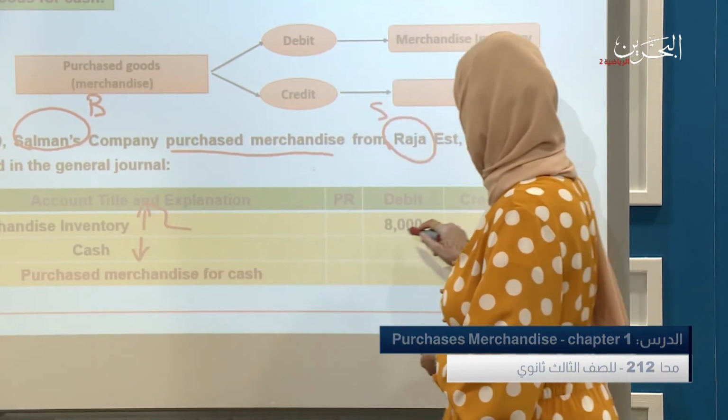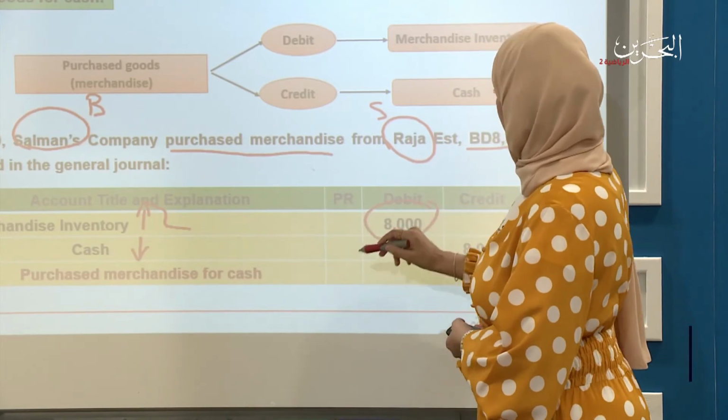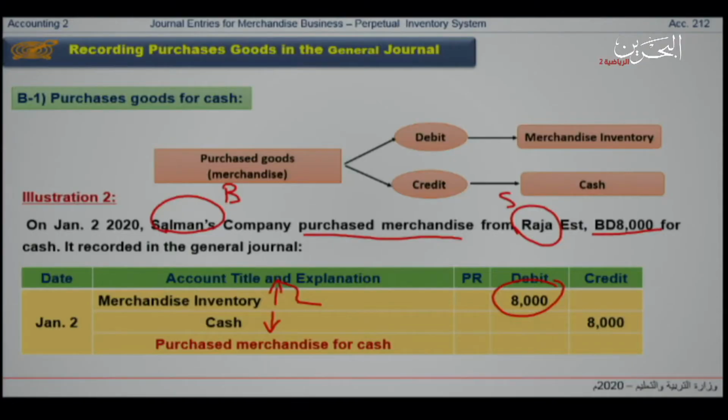Because of that, I will put the inventory on the debit side because it will increase, and the cash for my company will decrease, and I will record the decrease on the credit side.